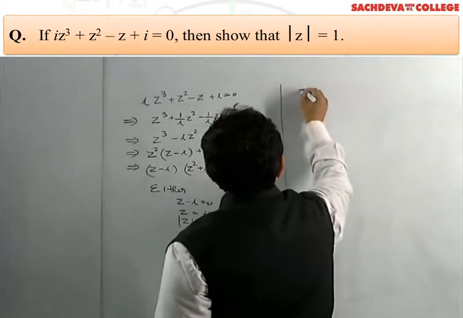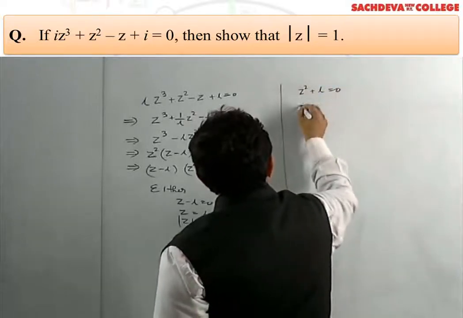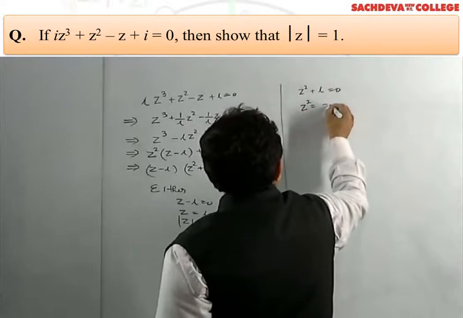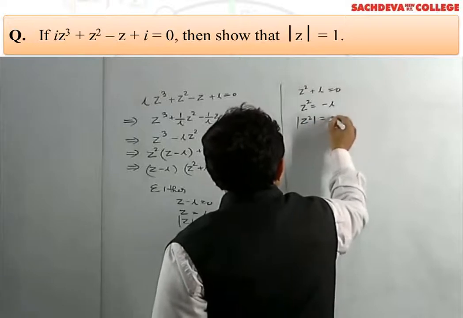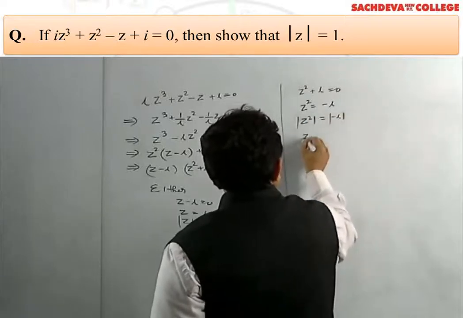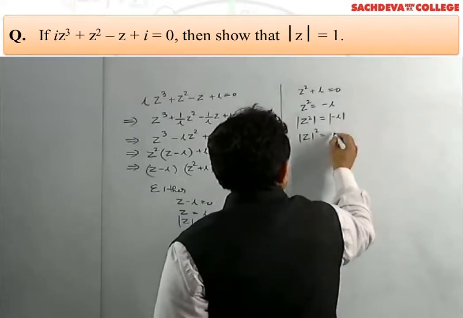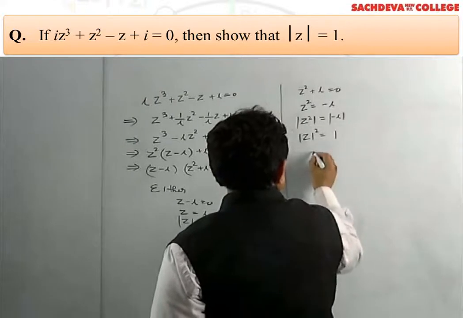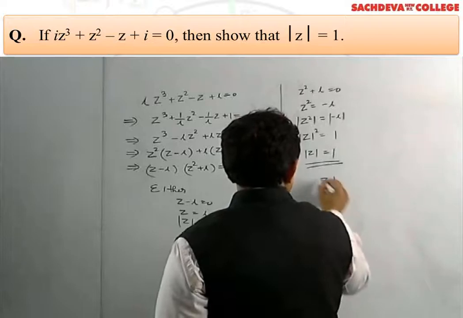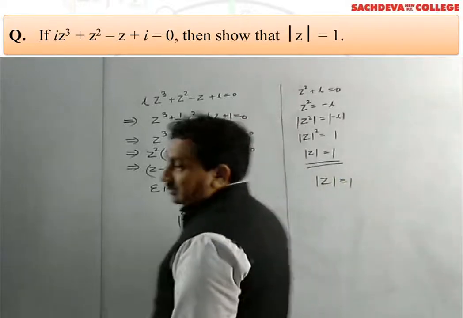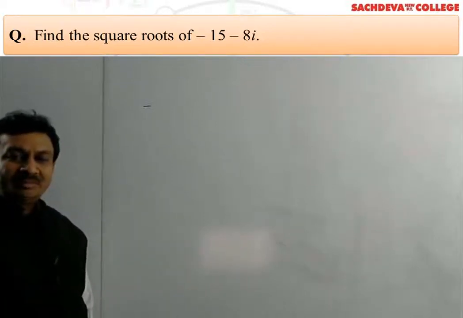Similarly, z square plus iota is equal to 0, it means z square will be equal to minus iota. Taking mod on both sides, then you find z square mod is equal to minus iota mod. It means this will be z mod whole square, or iota mod is 1. So this will be z mod will be equal to 1. So value of z mod is 1 here. Hence proved.